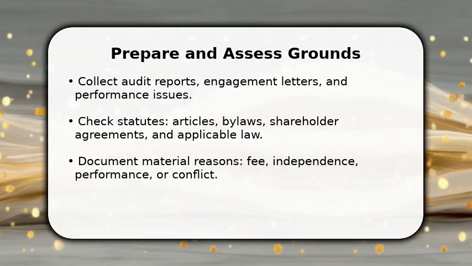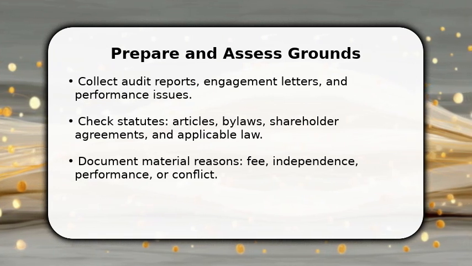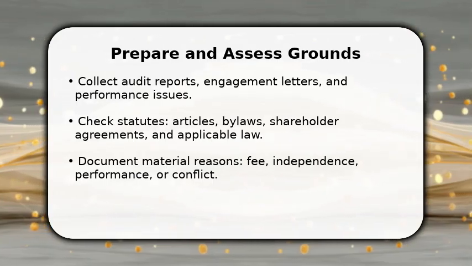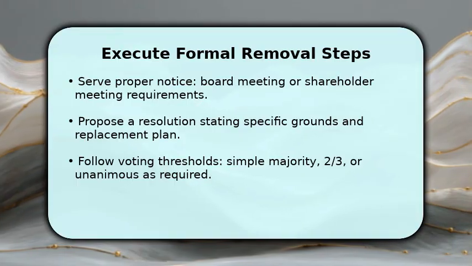If independence or fees are cited, prepare that evidence. If not, prepare a neutral performance-based rationale to minimize dispute. You convene the required meeting with correctly served notices and the proposed resolution to remove the auditor.